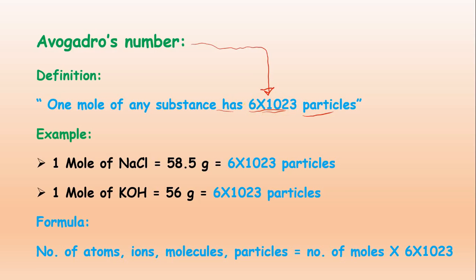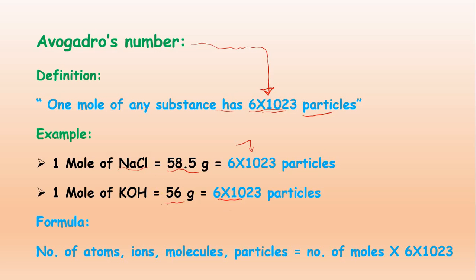Suppose these are the examples: 1 mole of NaCl, what will be the mass? 58.5 grams. And 1 mole of NaCl will contain 6 × 10^23 particles. The second example: 1 mole of KOH, 56 is its molecular mass. Then 1 mole of KOH will contain 6 × 10^23 particles. So this was Avogadro's number.